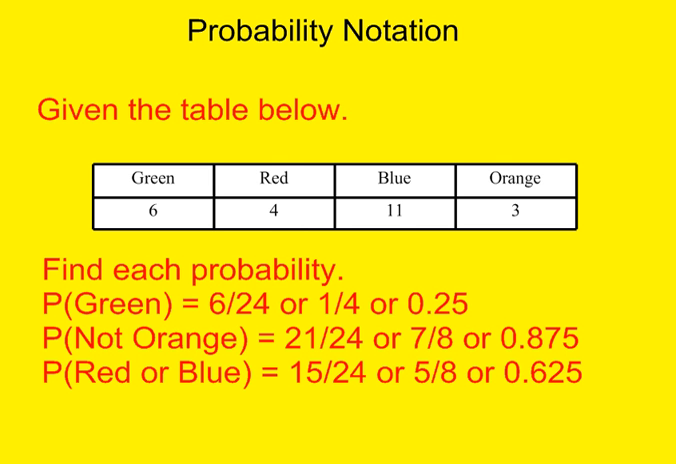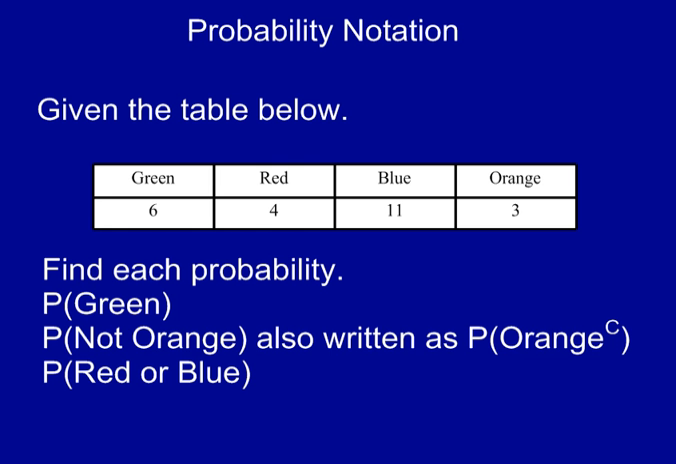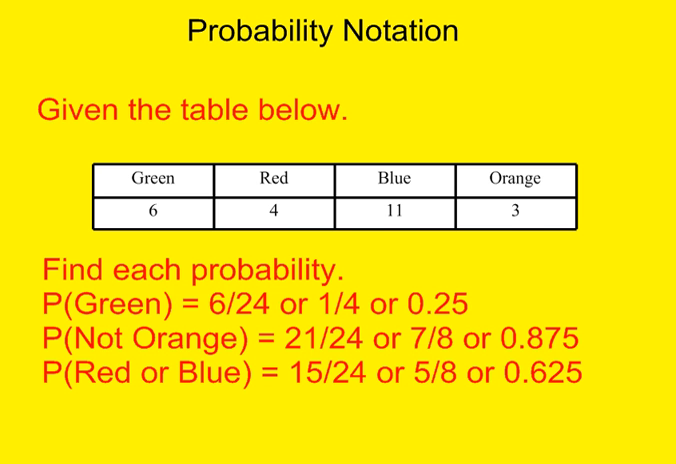And probability of not orange listed there. We could also list that as orange with a capital C. That capital C that we saw in the last slide, as you notice here, the orange with the big capital C would be standing as the complement. Okay, so that is 21 out of 24, or 0.875.